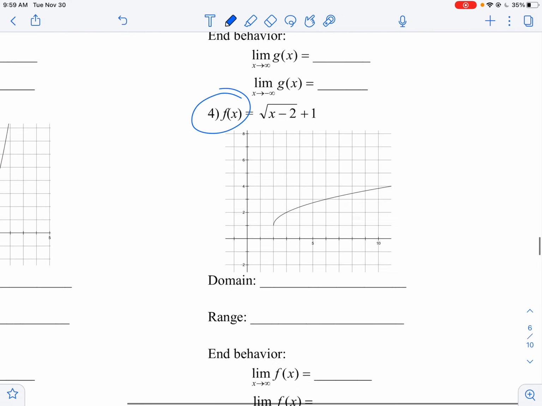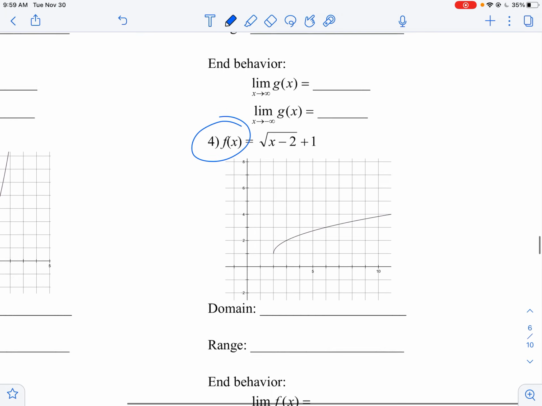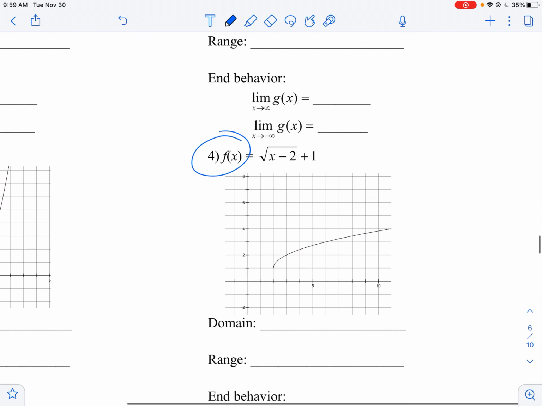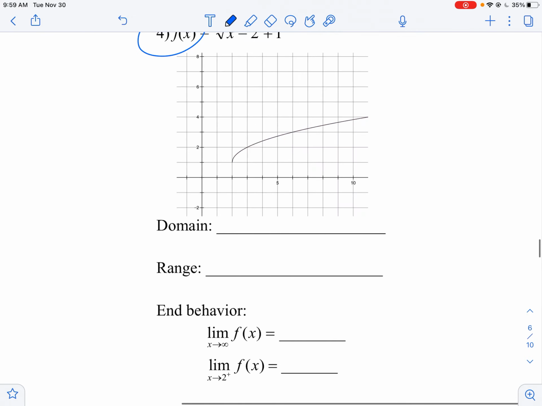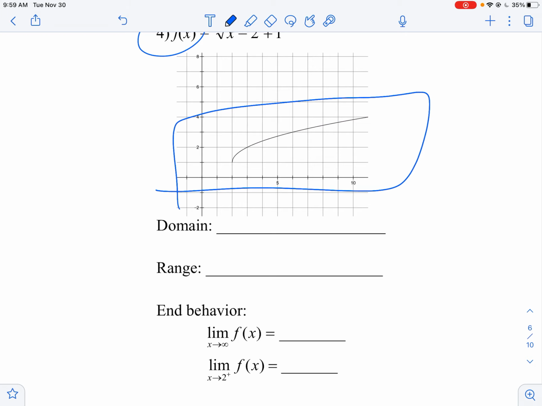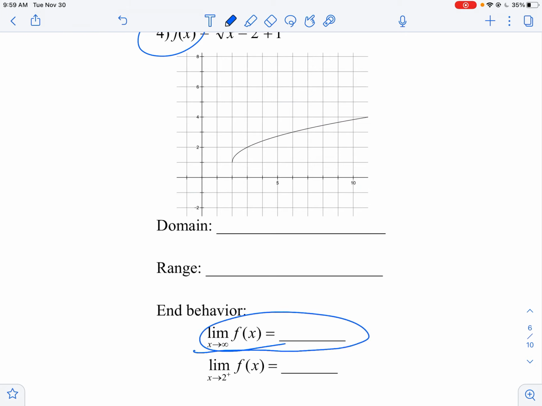So take a moment. I would like for you to write down, we're going to use this as an example, the end behavior for this function as you go right forever and as you go left to, well, this is just to 2. Go ahead and see if you can fill in what's missing on your end behavior here.